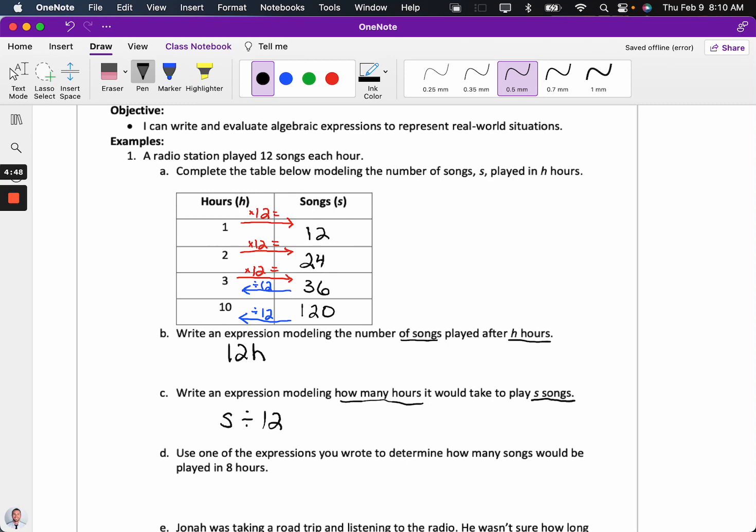And you can write it like this, S divided by 12, or the way you'll typically see it now that we're covering algebra, we'll see S divided by 12 a lot written as a fraction, right? Because a fraction is a division problem.